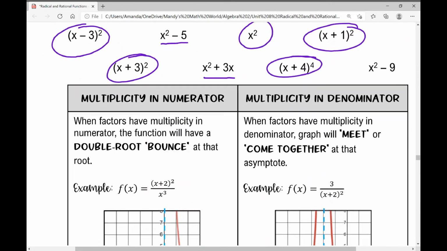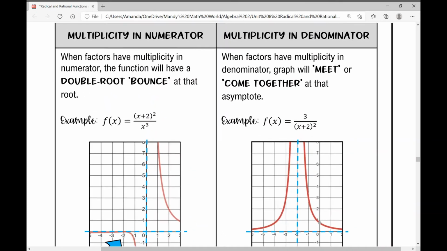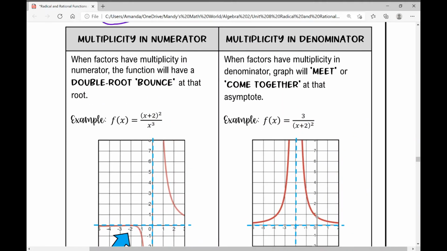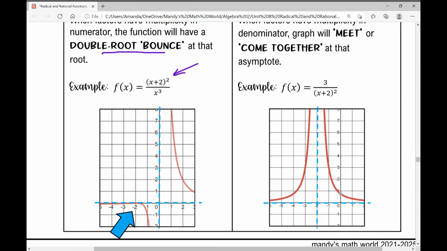So what if you have multiplicity in the numerator, which you're not going to see in Algebra 2 today, I'm sorry. So when factors have multiplicity in the numerator, the function will have a double root bounce at that root. So here, as you can see, there's multiplicity in the numerator, (x plus 2) squared. And here's what my function will look like. You've still got a vertical and a horizontal asymptote, and you've got an x-intercept at -2. And what that function will do is it'll just kind of bounce off that root, come back, and then it'll slowly, forever, approach that asymptote, going to the left.